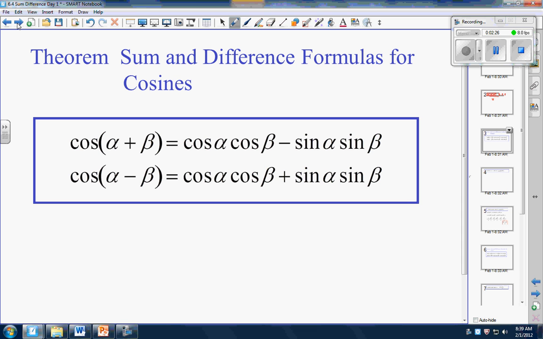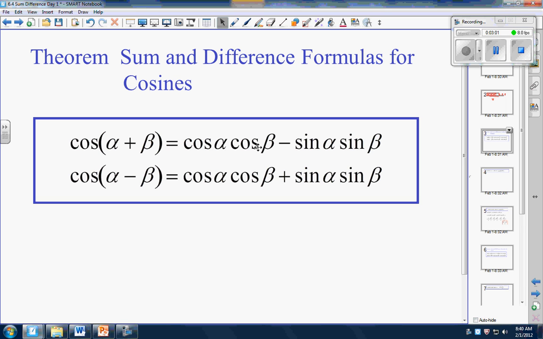So what this is saying is cosine of alpha plus beta. That's two different angles. Sometimes you may see this written as cosine of A plus B. Those are the Greek letters for it, and sometimes we just use the alphabet that we're used to. But we're taking two different angles. That's why they have different variables. We can add them and we can subtract them. For a cosine, the way the proof works out is this formula.